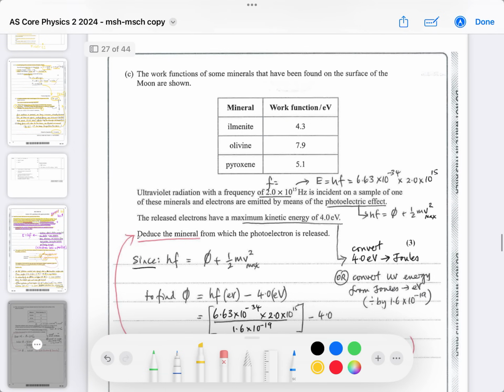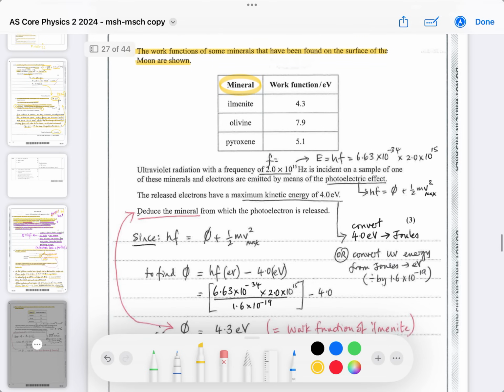Okay, here they're giving you the work functions of some minerals that have been found on the surface of the moon. Now remember, the work functions when we did the photoelectric effect are usually with metals, so they're just adapting it for this moon question. Ultraviolet radiation with a frequency of 2.0 times 10 to the 15 hertz is incident on a sample of one of these minerals, and electrons are emitted by means of the photoelectric effect.